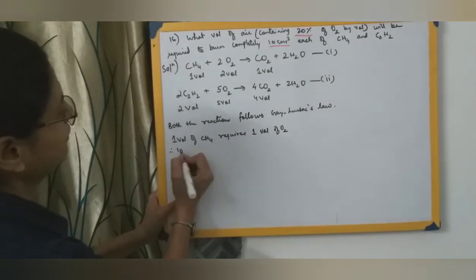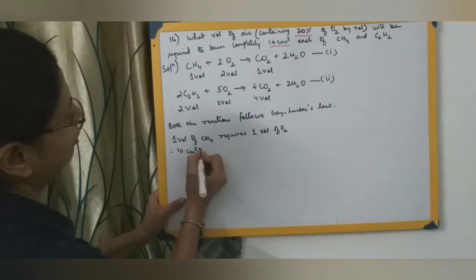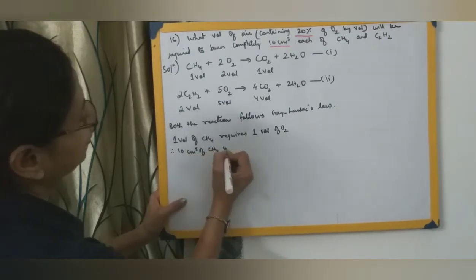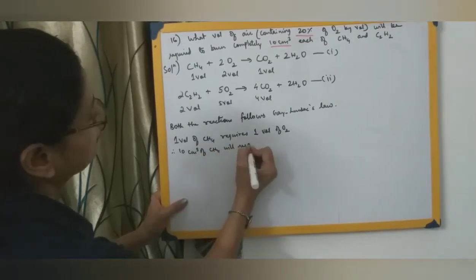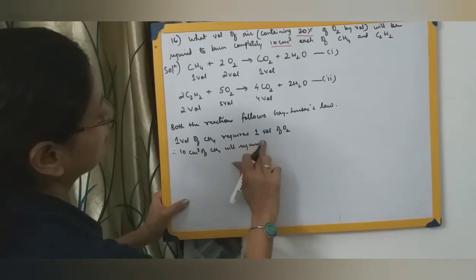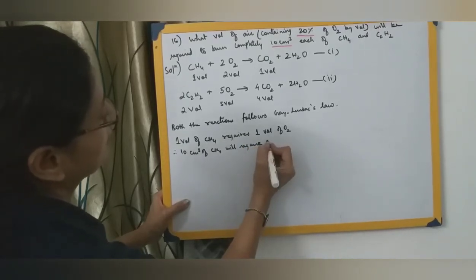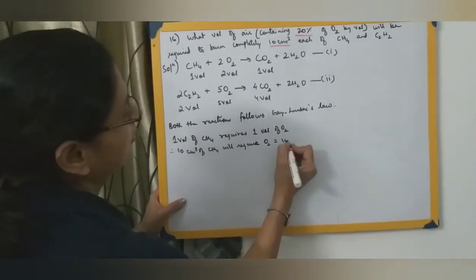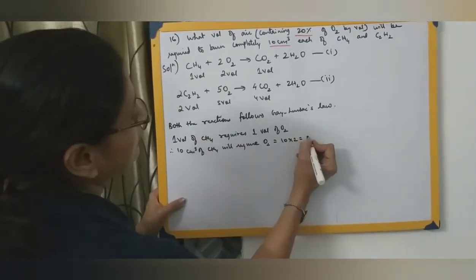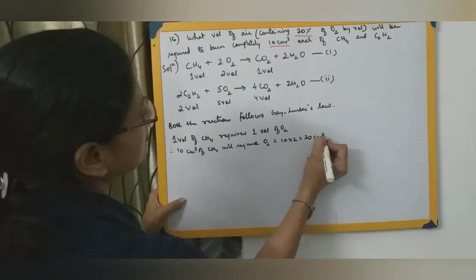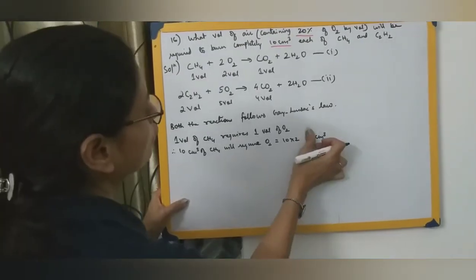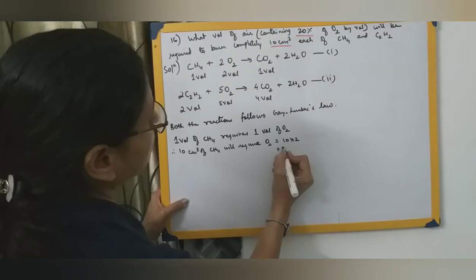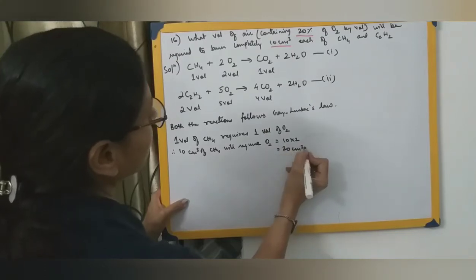Therefore, 10 cubic centimeter of methane will require oxygen equals to 10 into 2, that is 20 cubic centimeter. Or you can write down below over here. I'm writing over here 20 cubic centimeter.